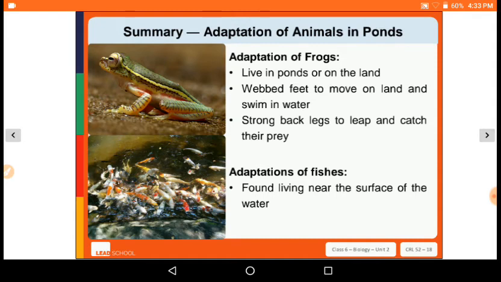So let us summarize. Adaptation of frogs: lives in ponds or on land. Webbed feet to move on land and swim in water. It has strong back legs to jump and catch their prey. And the adaptation of fish: found living near the surface of the water.